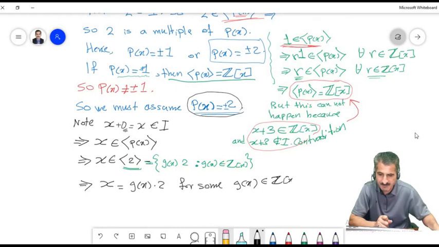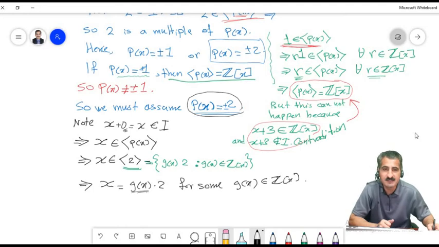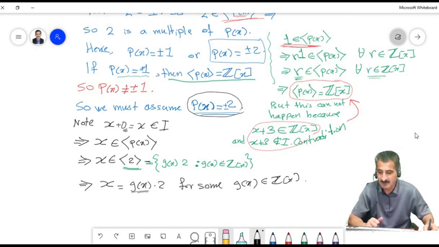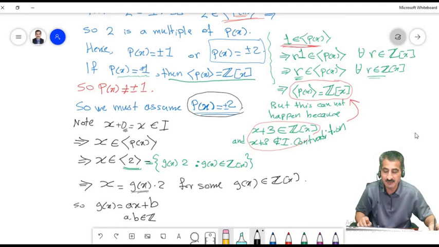How could this be possible? The only way is to have g of x to be linear, okay? Because if the power of x inside g of x is greater than 1, this equality cannot happen. So g of x must be of this form, ax plus b, where a and b are coming from Z, because we are in polynomials with integer coefficients.